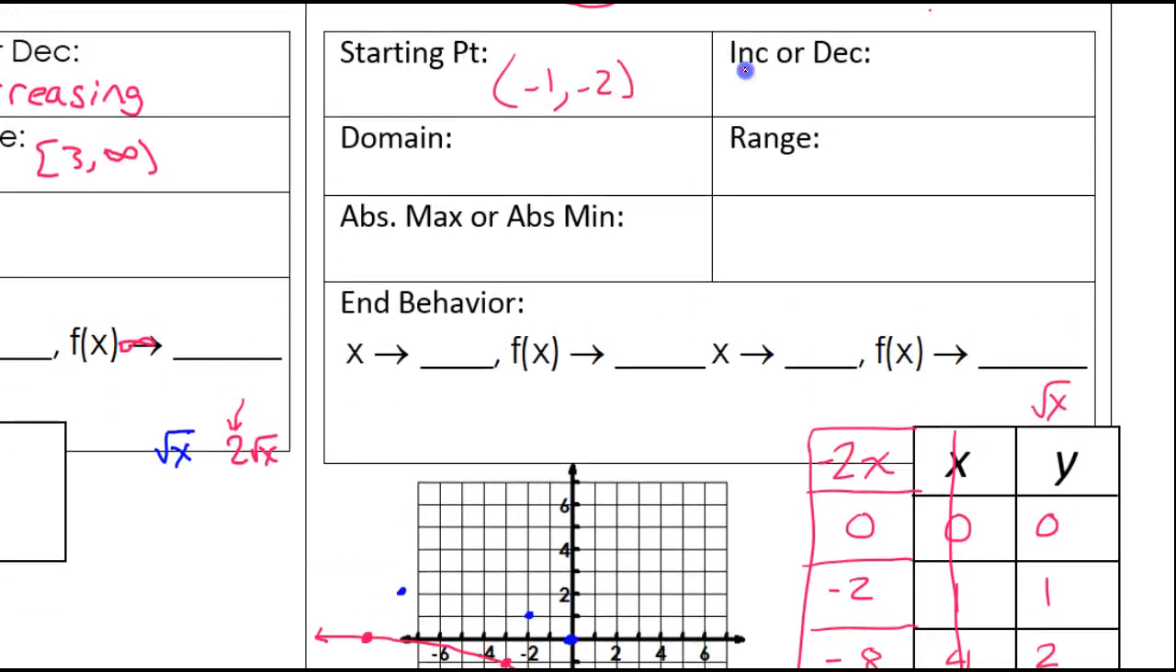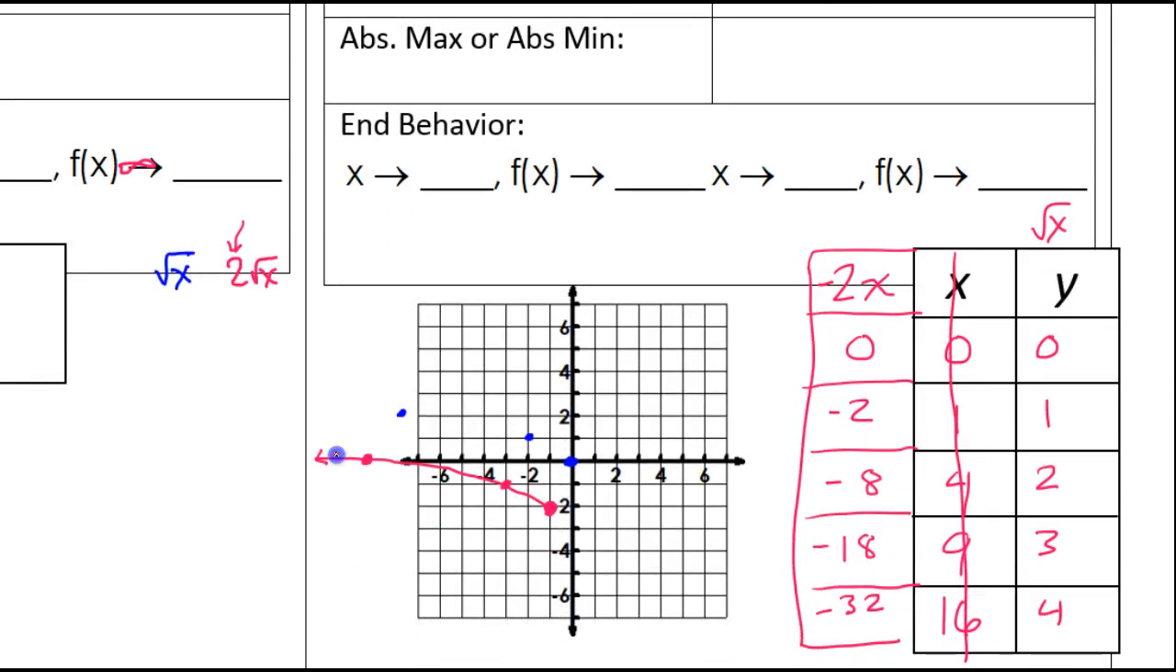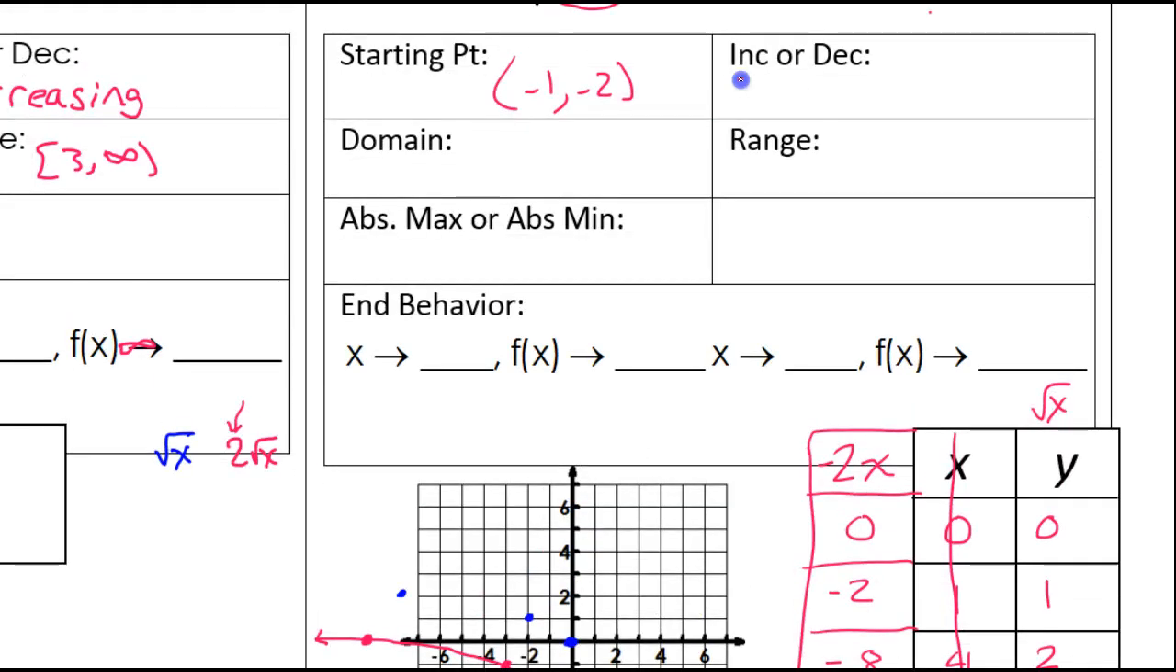Okay, when we talk about whether the graph is increasing or decreasing, it's decreasing because we must read the graph from left to right, and it is going downhill from left to right. So that's decreasing.